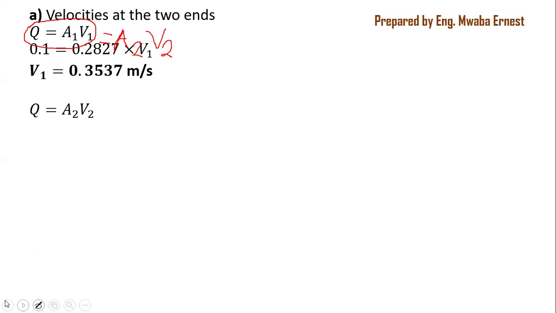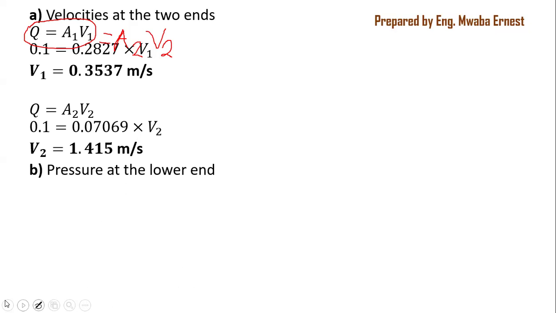To find V2, we repeat the same process. Q is equal to A2 V2. So Q, the discharge, is 0.1. This is equal to A2, which is 0.07069 times velocity 2. So when you make velocity 2 the subject, your answer is 1.415 meters per second.